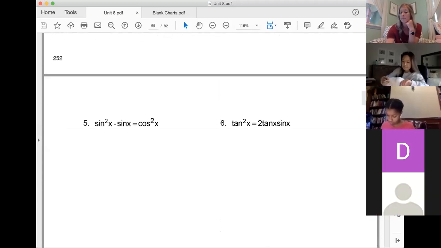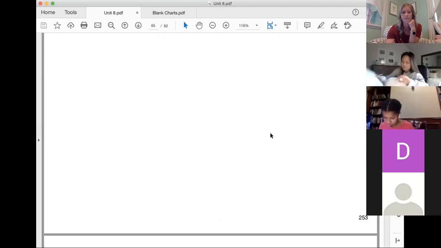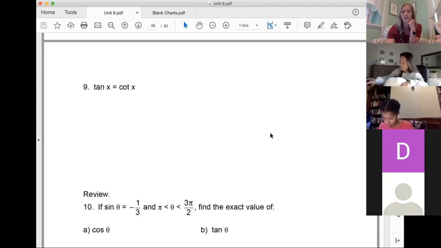Which other one? Number 9. Number 9. Yep. There's a couple ways to do 9. I would have approached it like I did that last notes question that we did and just say, this is asking me the question, where is tangent equal to cotangent?